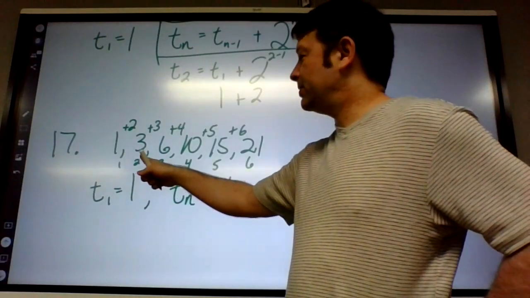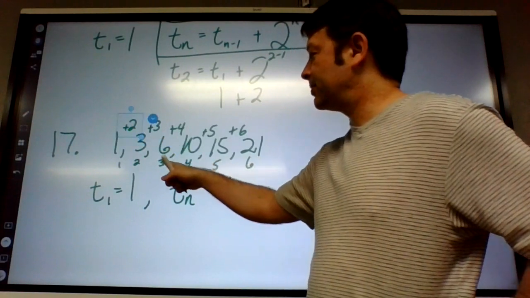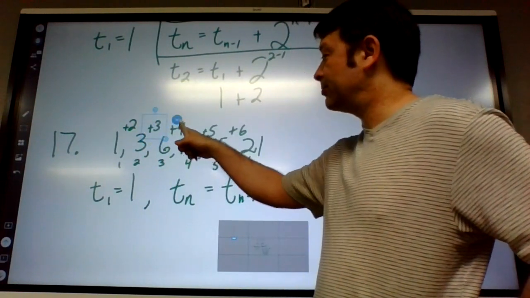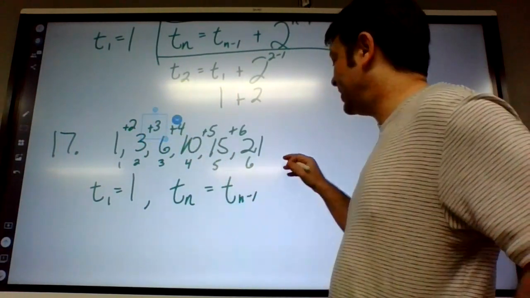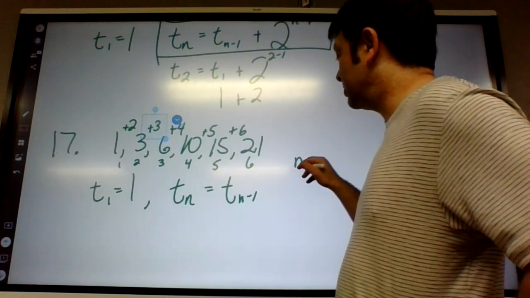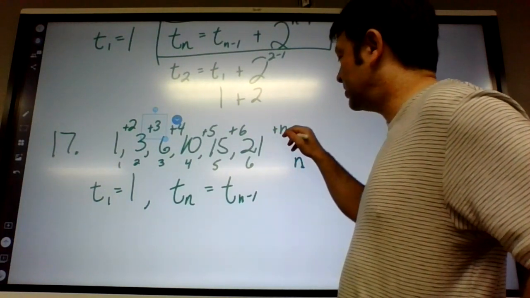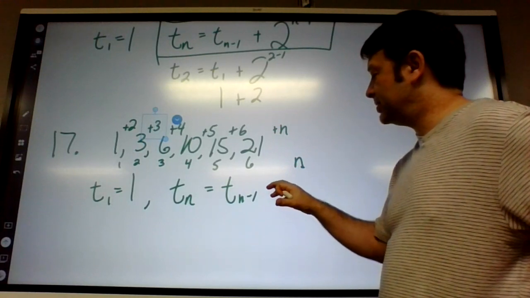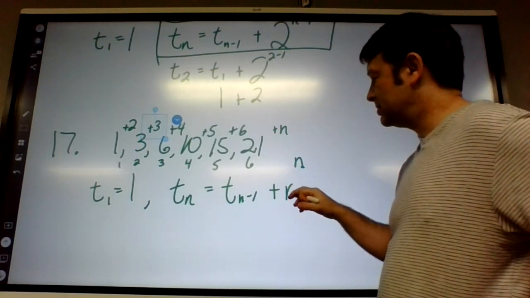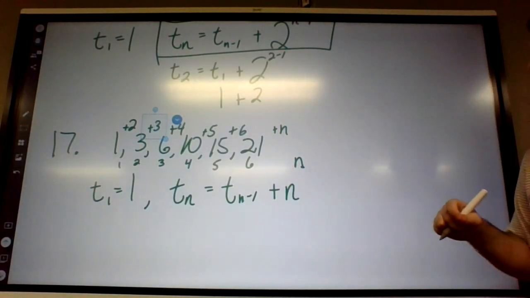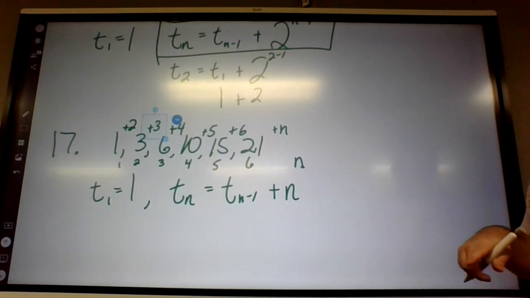So basically, the second term we want to be adding 2. To get the third term we want to be adding 3. To get the fourth term we want to be adding 4. So to get the nth term we want to be adding n. So in other words, we need to add n, because n is increasing on each term.